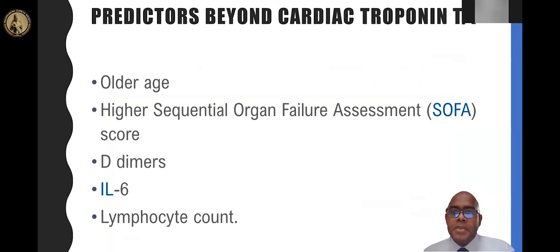So do we have anything beyond cardiac troponin? Yes, as I discussed, old age, D-dimers, elevated interleukin-6 levels, and the lymphocyte count are all clinical parameters of a worse outcome.